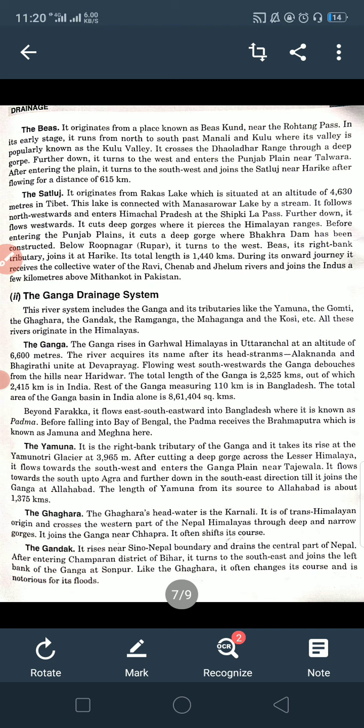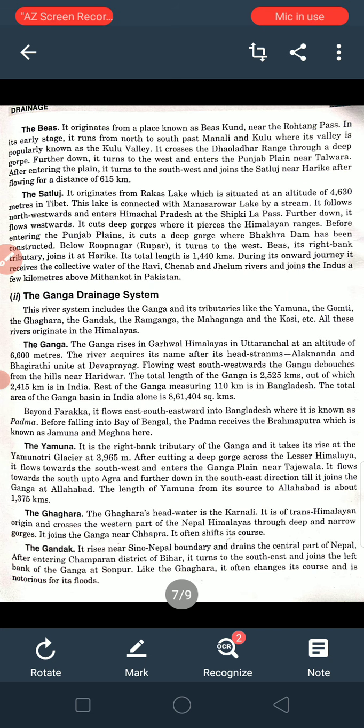The total area of Ganga basin in India alone is 8,61,404 square kilometers. Beyond Farakka, it flows eastward into Bangladesh, where it is known as the Padma River. Before falling into the Bay of Bengal, the Padma receives the Brahmaputra, which is known as the Jamuna, and the Meghna. So both of these rivers again meet in Bangladesh, the Jamuna, that is the Brahmaputra. Not Yamuna. Jamuna does not refer here to Yamuna, it refers to Brahmaputra as it is called in Bangladesh, and both of them then meet to fall in the Bay of Bengal.